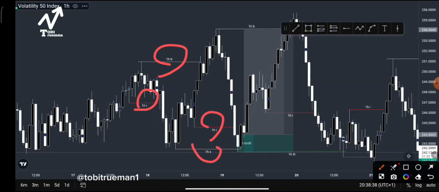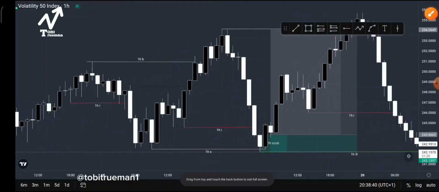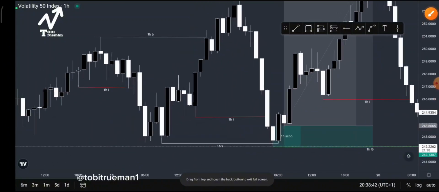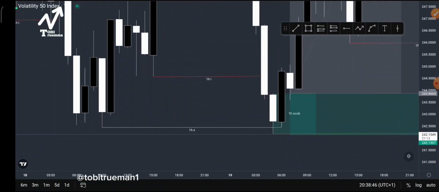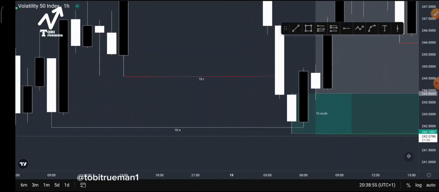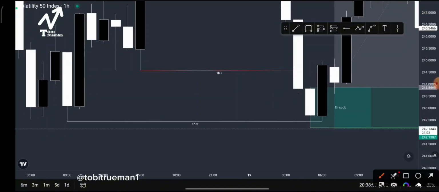Price takes out the extreme point and then gives us what we call a single candle order block. This is what we call a major structure liquidity sweep. That's when price has swept the main structure, not the higher time frame structure right now. So we're in the lower time frame structure, when price has swept the main structure low point or high point and gives us our single candle order block.